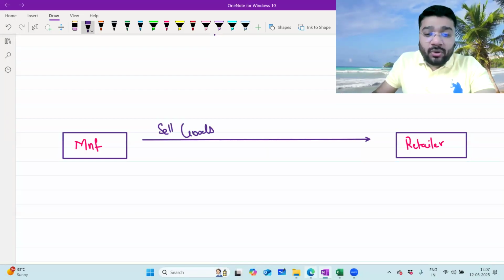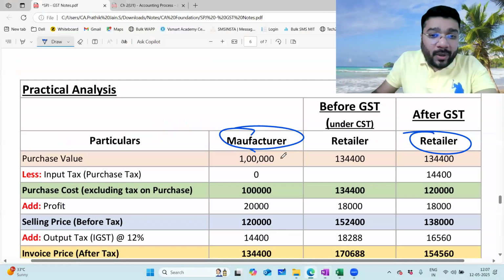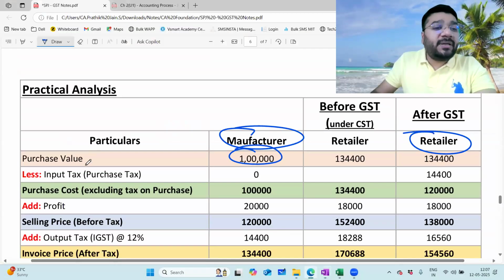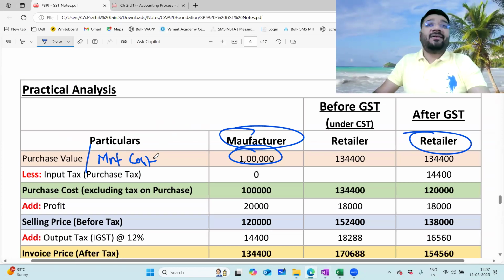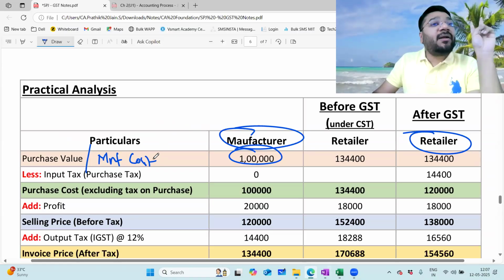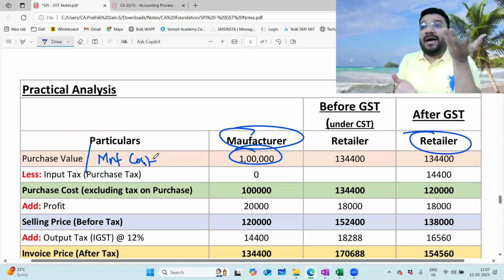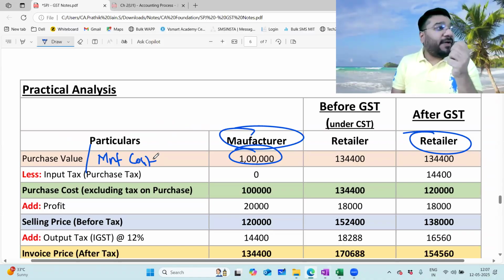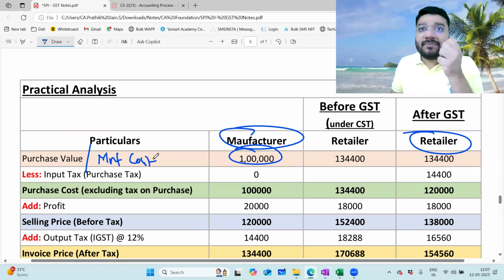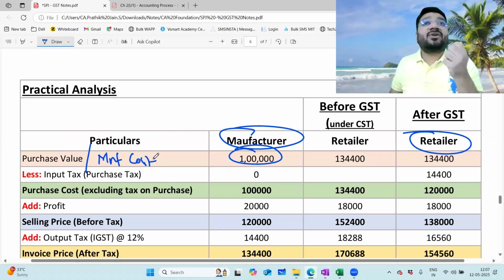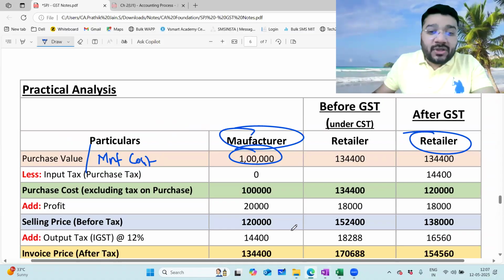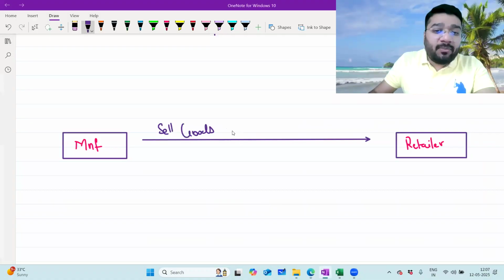Now the manufacturer sold goods worth 1 lakh. 1 lakh is not a purchase value. A manufacturer will never purchase, he will manufacture. So the manufacturing cost is 1 lakh: raw material, labor, overheads, everything put together. If I'm manufacturing, I will incur material cost, labor cost, and other extra overhead cost. All this is called manufacturing cost. So the cost of the manufacturer is 1 lakh rupees. Any problem?